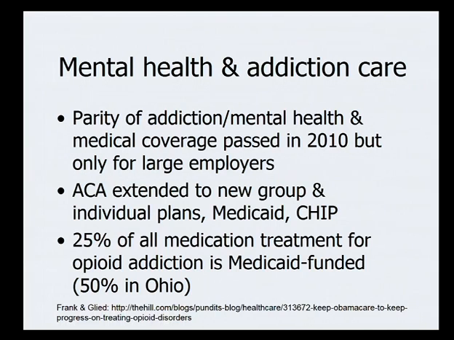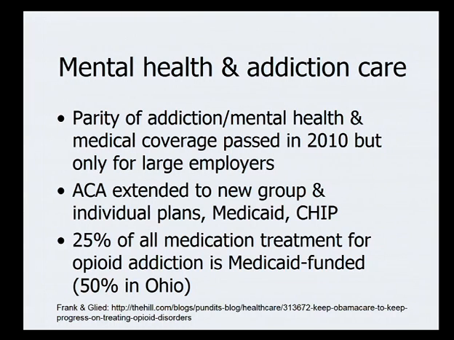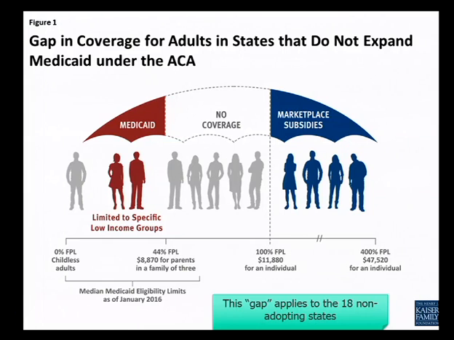So currently, 25% of all the medication treatments for opioid addiction, drugs like Suboxone, are Medicaid funded. And in Ohio, which is one of the epicenters of our current overdose crisis, it's 50%. That's why you heard so much discussion of $45 billion set aside for opioid care in the various renditions of the Republican versions to roll back the Affordable Care Act. It's like we have to figure out how to deal with the fact that states are depending on this money.